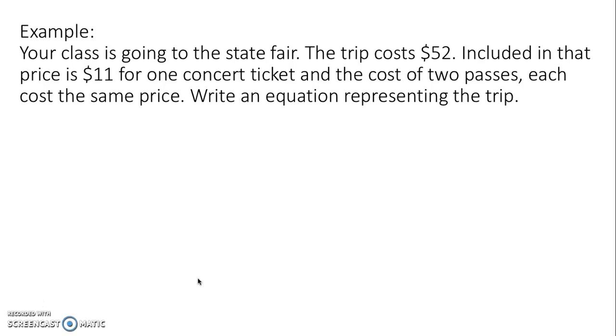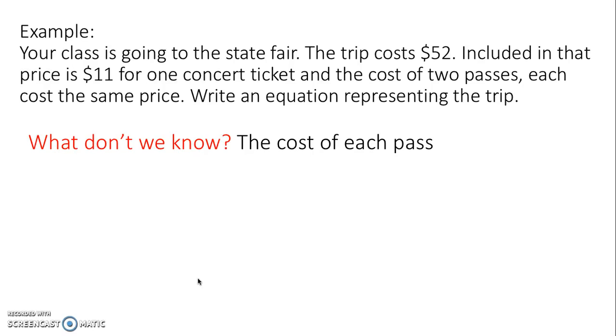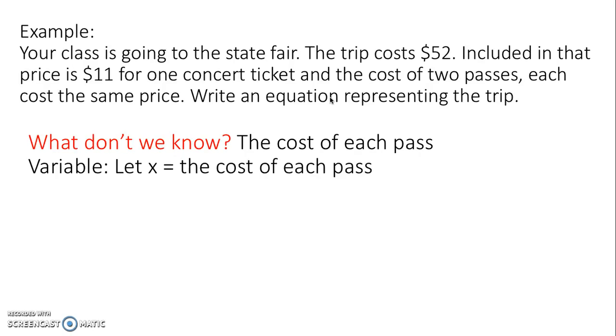Alright, so first things first, step 1, what don't we know? Well, we don't know the cost of each pass, because it says the cost of 2 passes, and each pass costs the same price. We don't know the cost of those passes yet. What we don't know is the variable. The variable is the cost of each pass. So the variable we're going to write is: let x equal the cost of each pass. This is just simply saying that x is equal to the cost of the pass. We don't know that yet, but we will soon.